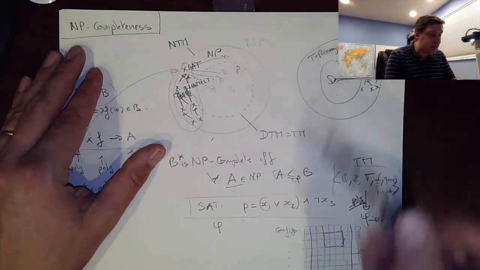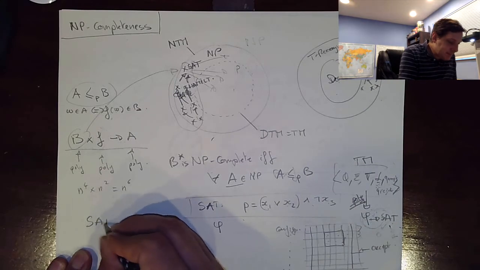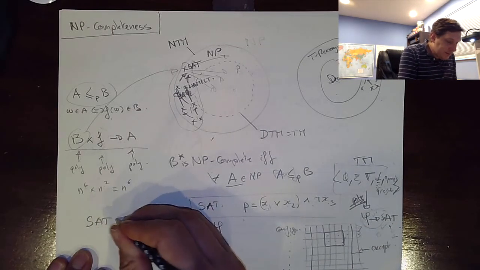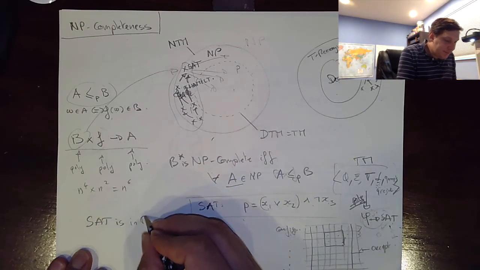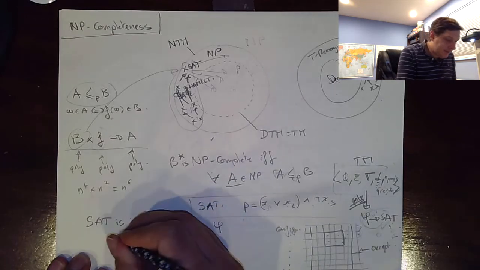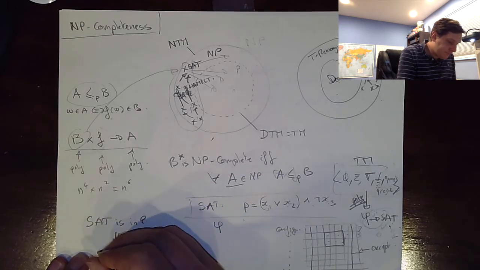So another way to put it is that if SAT is in P, then P equals NP.